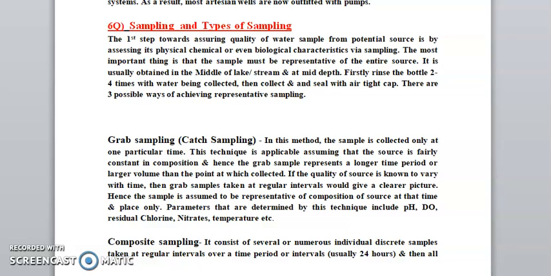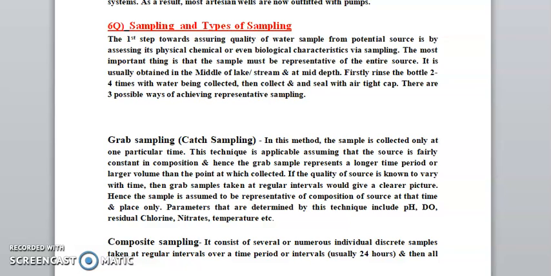Sampling is the process of collection of water for the treatment process in the laboratory. Simple answer. How can we take the sampling? First, take a 2 liter polythene bottle. It should be washed with clean water or distilled water. Then it should be washed with the water being collected.